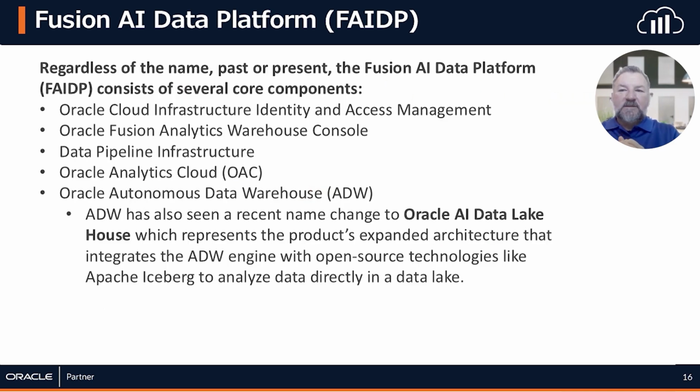So again, here we can look at specifically, kind of in a list form, those components. As I suggested, Oracle Cloud Infrastructure with identity and access management, the Fusion Analytics console where everything's orchestrated by the administrator within Fusion AI Data Platform. Then we've got the data pipeline infrastructure. This is, again, the extraction programs and everything that's already pre-built to bring the data from Fusion applications into the warehouse and ultimately make its way to the visualization layer. In the Oracle Autonomous Data Warehouse, which again, you'll see some name changes there. Now it's Autonomous AI Data Lakehouse.